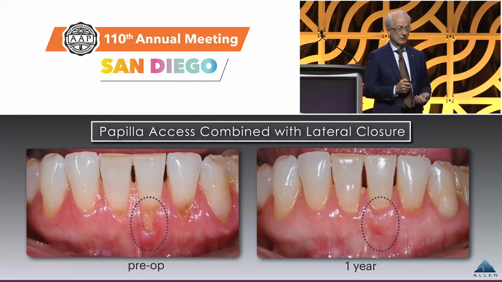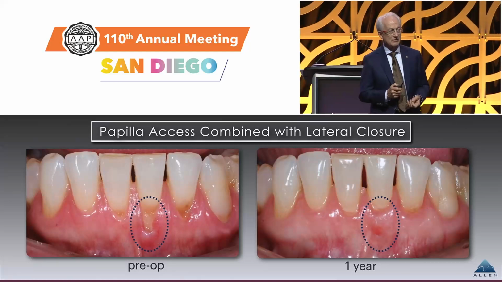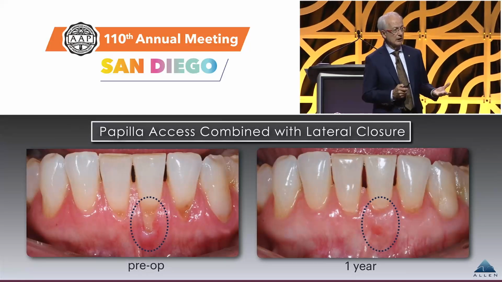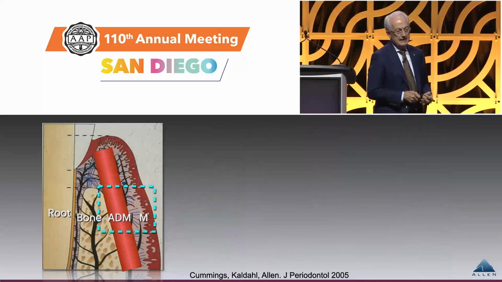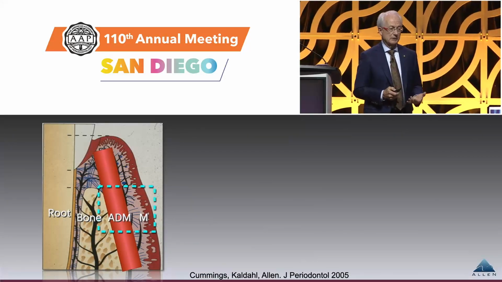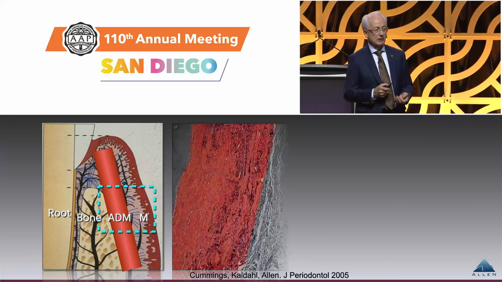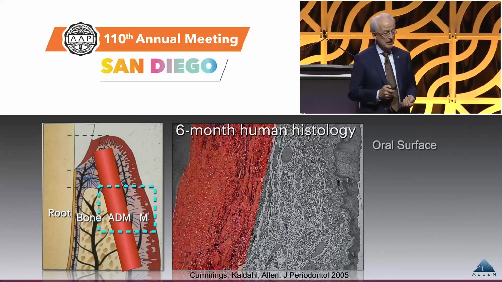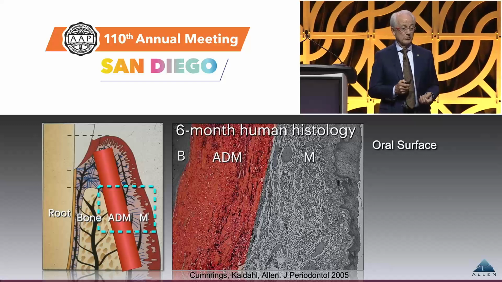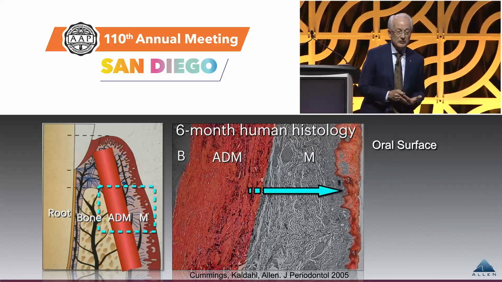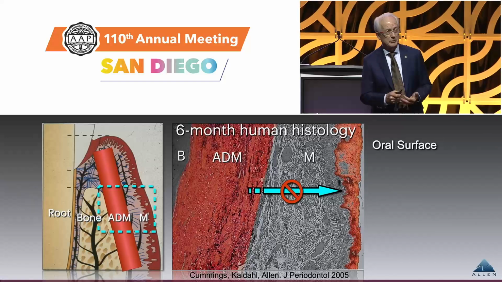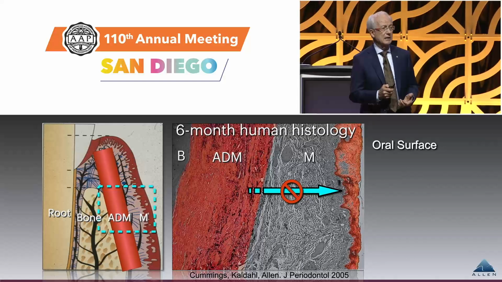If you look at the tooth in question, look at the gain of keratinized tissue and the thickness by combining these procedures. It's a nice way to do it. KT width, we can look at this really quickly. This is a schematic. You take that little section and look at it histologically at 6 months, and you go from the bone through the dense connective tissue graft to the mucosa, and that graft does not send a signal through the mucosa to tell that epithelium to keratinize. So you won't see that if you wait 20 years.